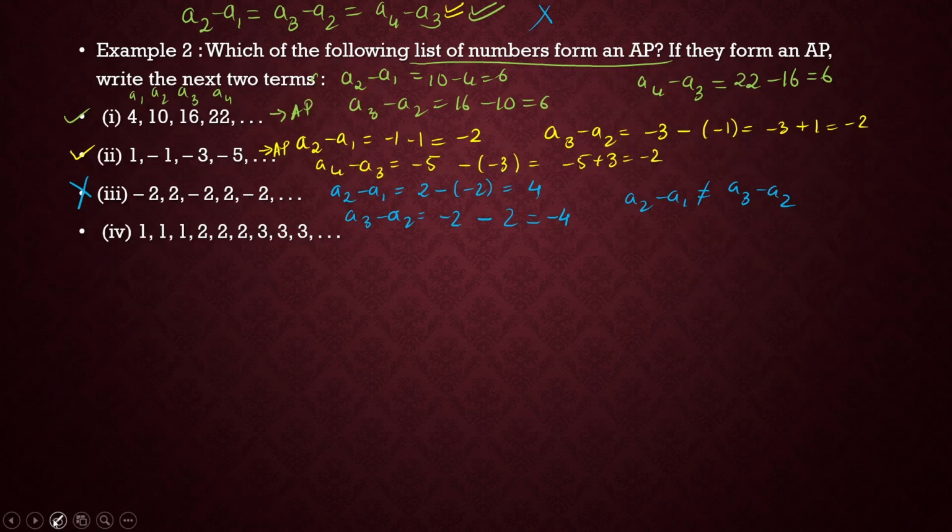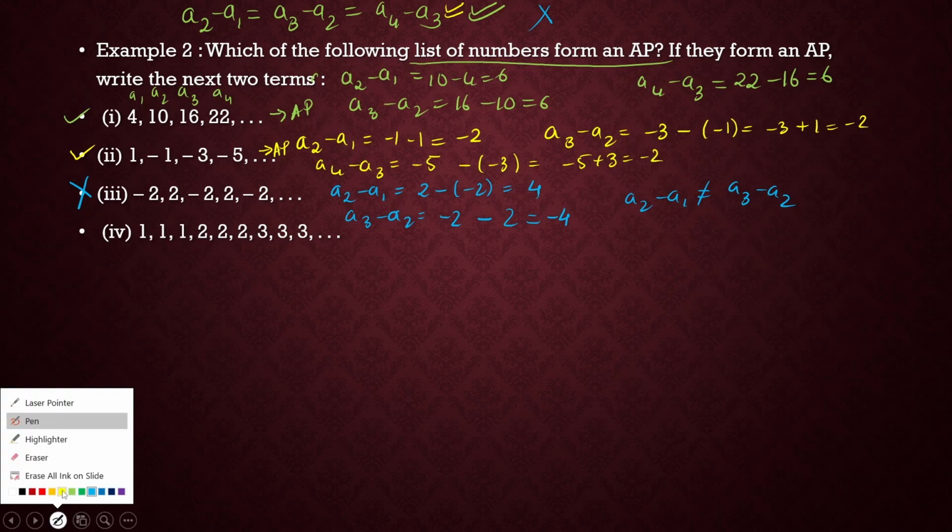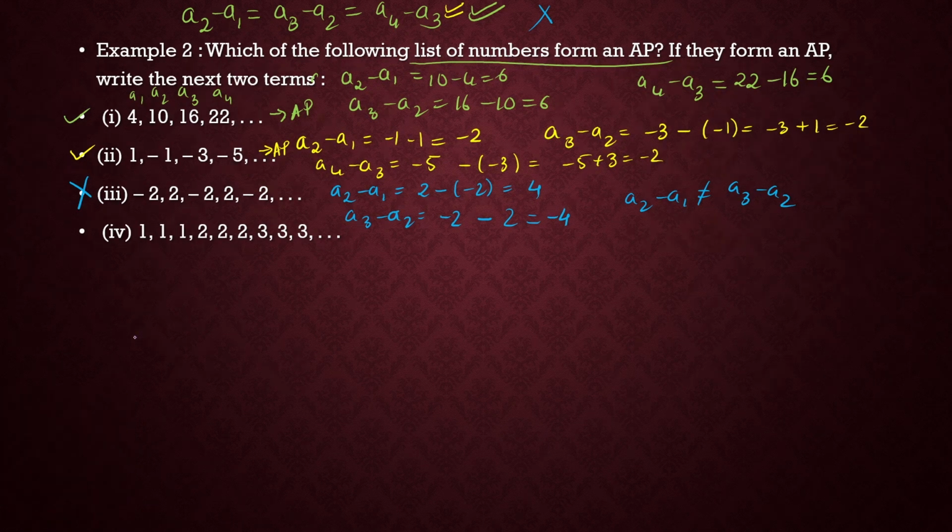Now let's move on to the fourth part. So here, A2 minus A1 is equal to 1 minus 1, that is equal to 0. A3 minus A2 is also equal to 1 minus 1, that is equal to 0. Next, A4 minus A3 is equal to 2 minus 1, that is equal to 1. So here A2 minus A1 is equal to A3 minus A2. This is okay, but it is not equal to A4 minus A3. So this is not okay for us. So this is also not an AP.